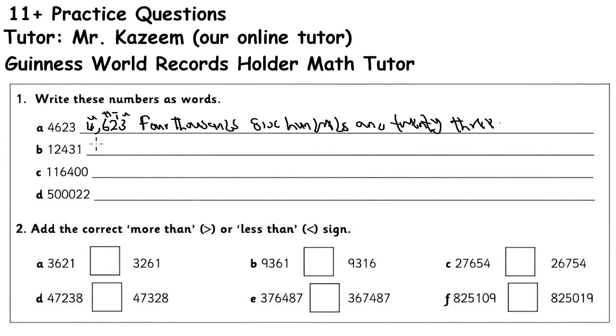So we have 12,431. Before we can do anything, let's group it with 3. So we start from the right hand side. So the first group is going to be 431. Then we have our comma. Then leftover is just 1 and 2. So we're not up to 3, but we don't have a problem with that.